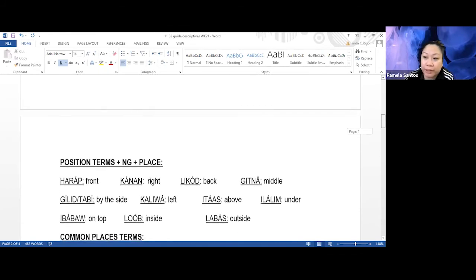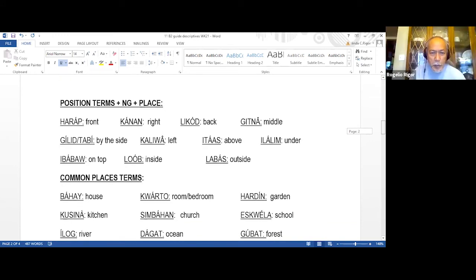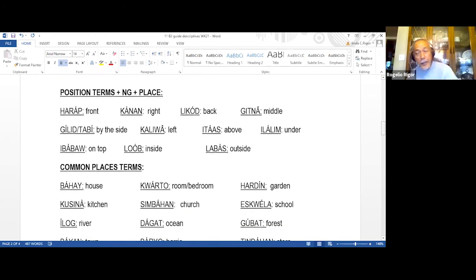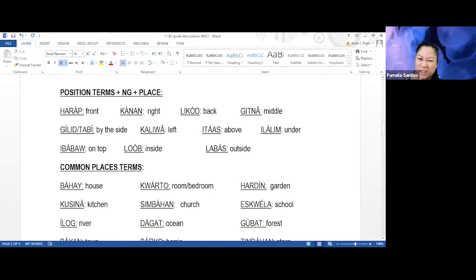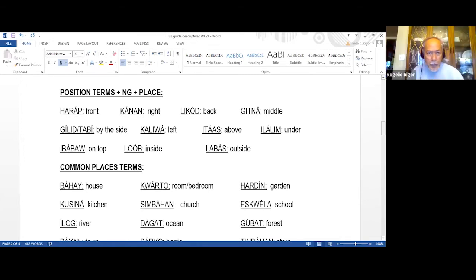How would you choose between gilid and tabi? Good question. Gilid and tabi, on the side of, are they both the same? Tabi and gilid are the same. Sa tabi ng ilog, sa gilid ng ilog. On the side of, they're both saying that they're on the side of. Is there no scenario where it's different, where one is more proper than the other to use for something? Good question.